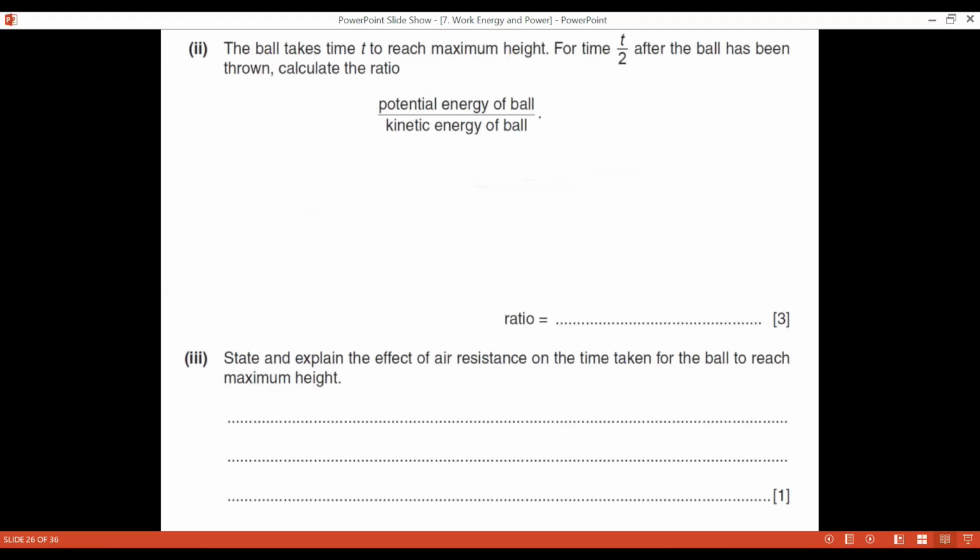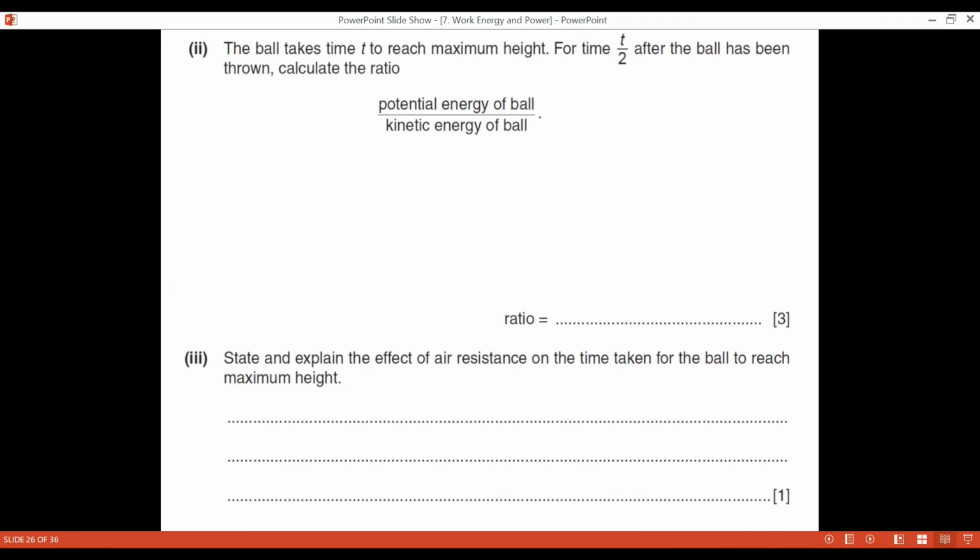Now, this is the interesting part. What's the ratio of potential energy and kinetic energy when the ball has traveled half the time? If it has traveled half the time, height will not be half, because the object is not moving with a constant velocity, it is decelerating. So for half the time, the value of h will not be half and the value of kinetic energy will also not be half. So how to do that?